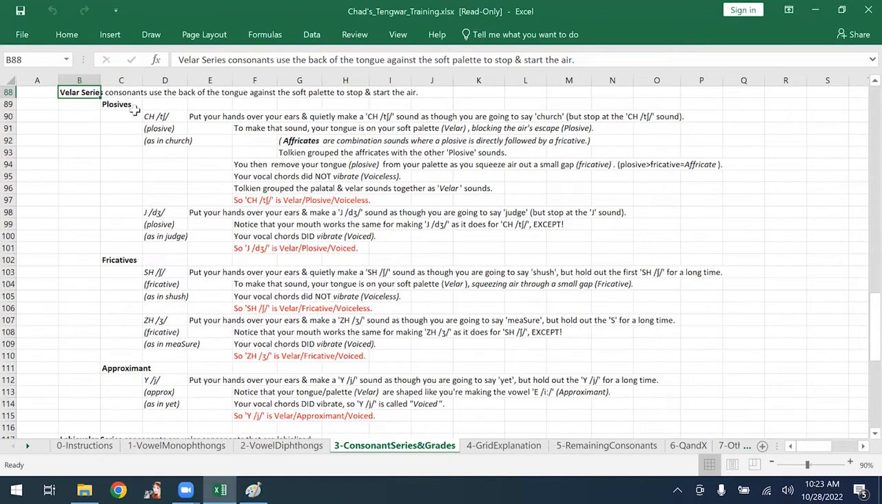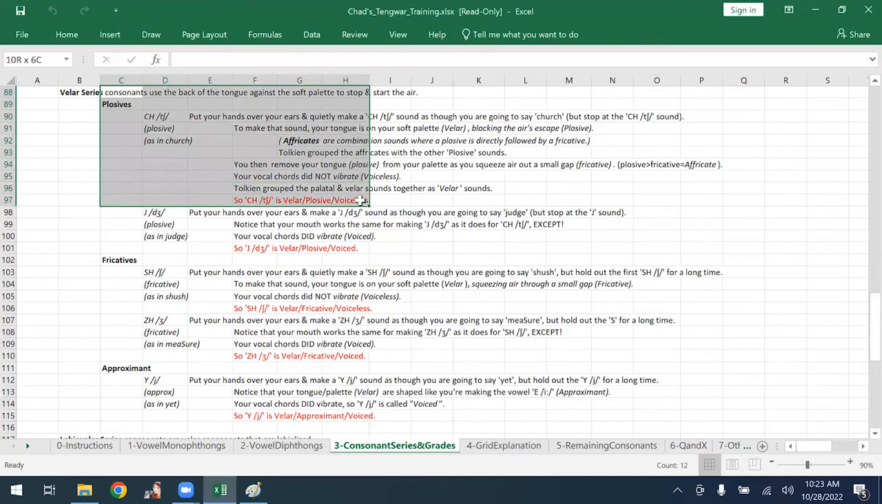Velar, plosive, voiceless. This is the TCH, as in church, like Chad, like my name. So CH. This is column 3, row 1. That is CH. And everything I'm doing right here is because this is the way it's going to look on the grid.